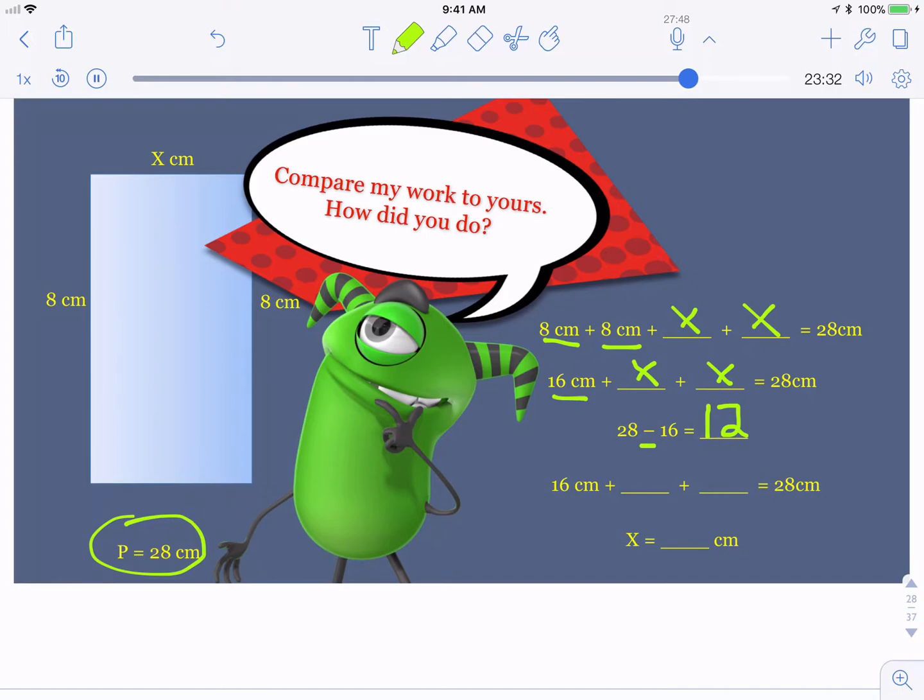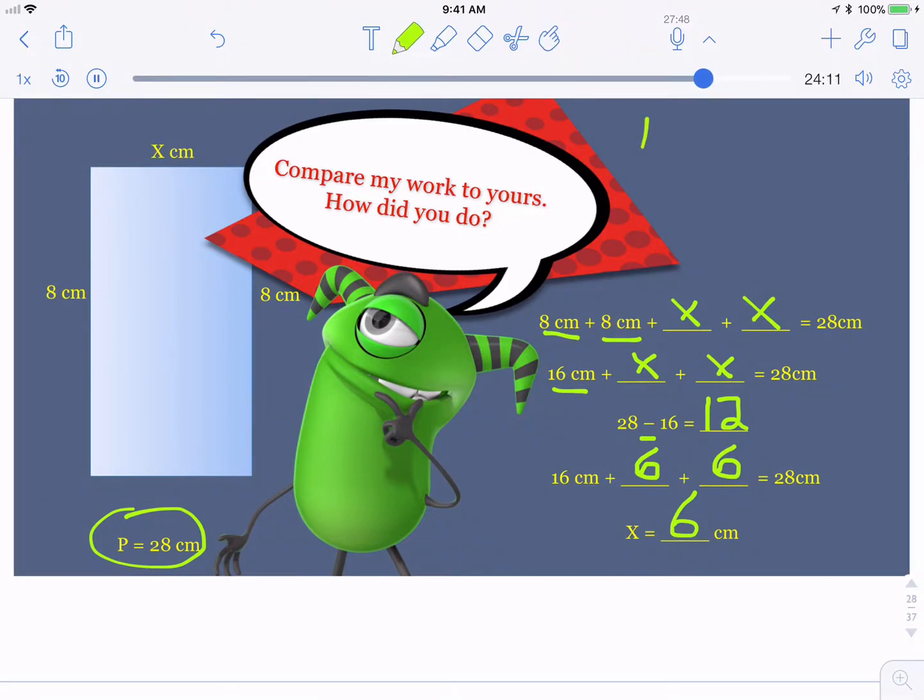And I have 2 sides that when I add them together, they equal 12. So what plus what equals 12? The answer is 6. 6 centimeters would be the length of the side that has the x. I can check my work by saying 8 plus 8, 16. 6 plus 6 is 12. 12 plus 16 is 28.